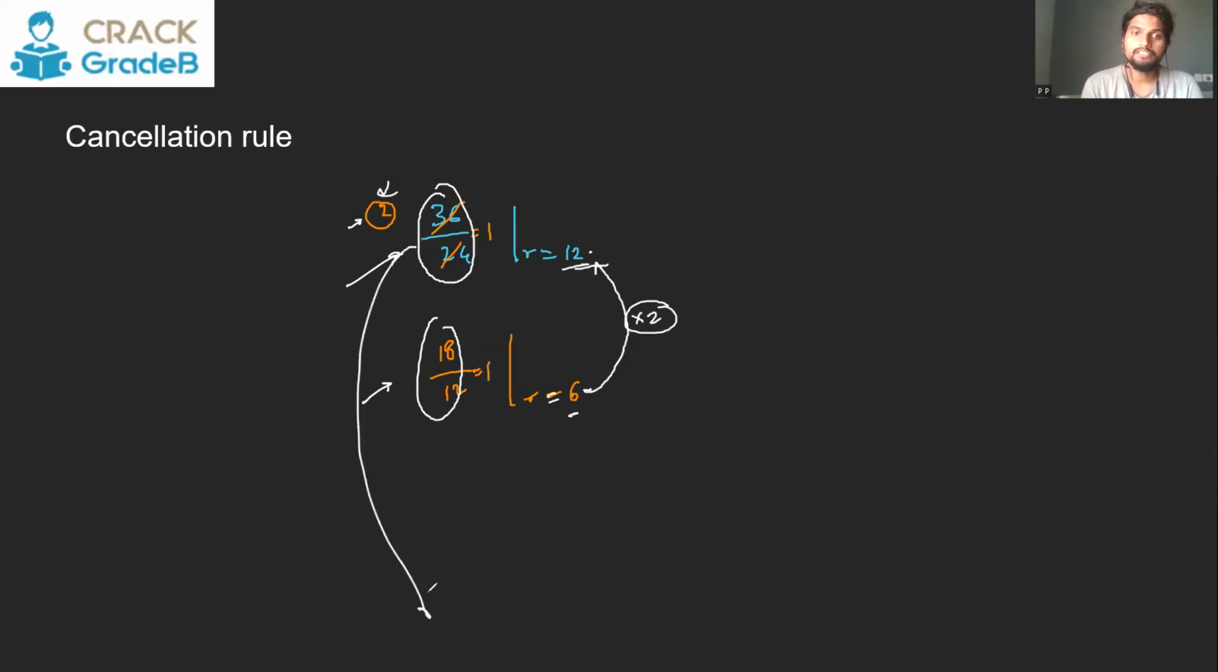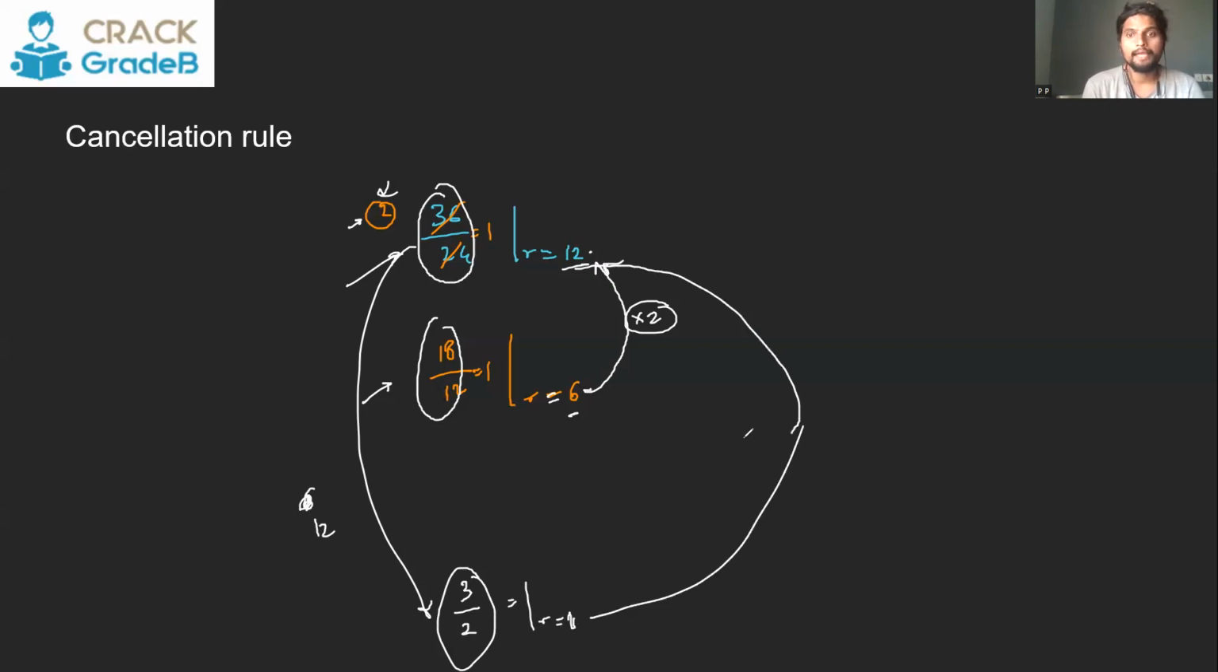So if I see that both can be cut down now by 6, or even 12, entirely 12. If I cancel out 12 from both sides, 12 3s are 36, 12 2s are 24. And now I see the remainder is going to be 1. 3 by 2's remainder is going to be 1. So to get back to the actual remainder, I'll have to multiply this 1 with 12, because I cancelled out 12 from both sides, right? So 1 into 12, the actual remainder is going to be 12. This is called the cancellation rule. I hope everybody got this.